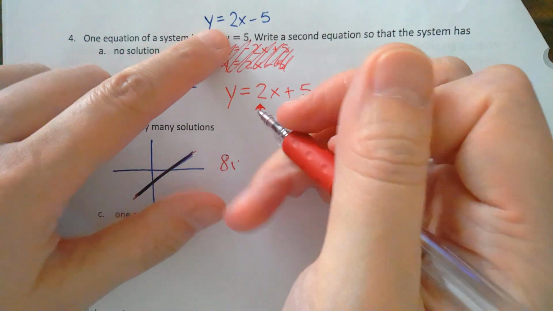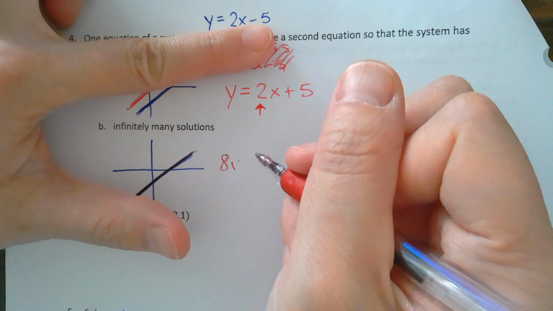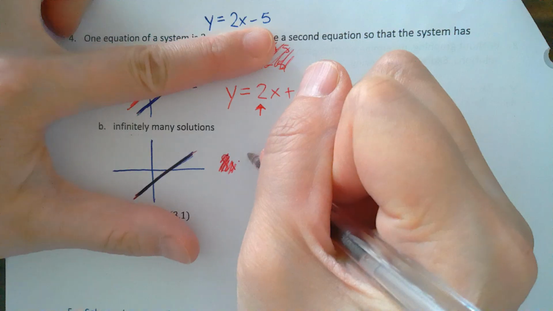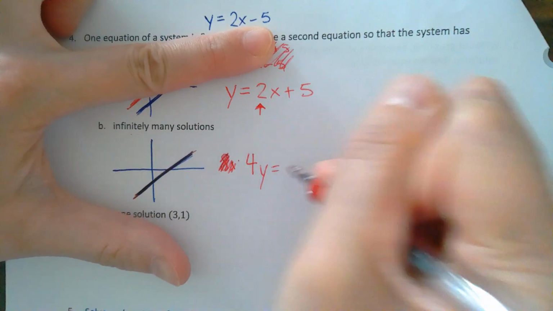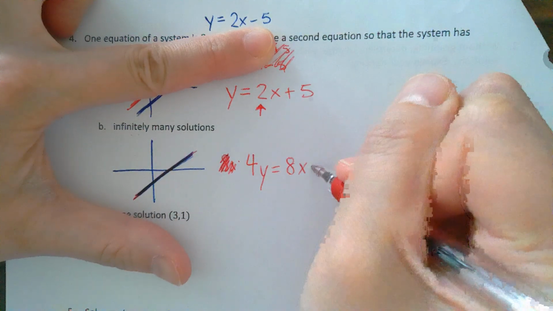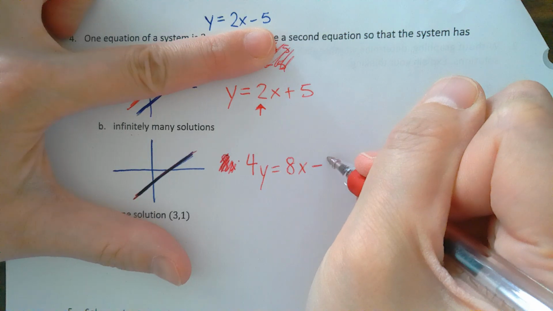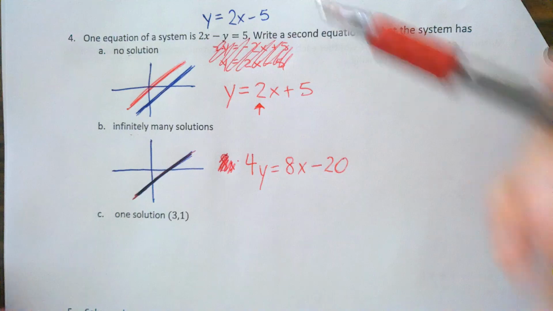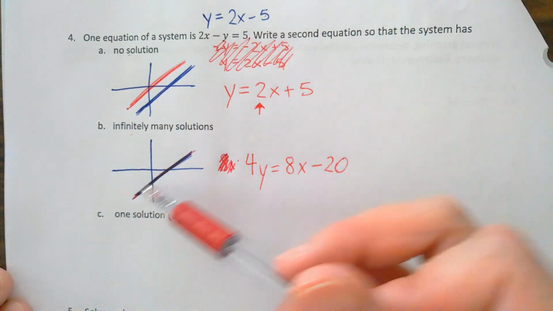Okay. From here, 4y. Yep. So 4y equals 8x, and then minus 20. So what did you do? I just multiplied everything by 4. Yeah, multiplied everything by 4, so that when I graph it, I get the exact same line.